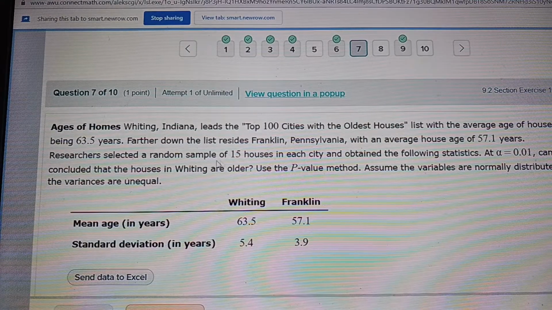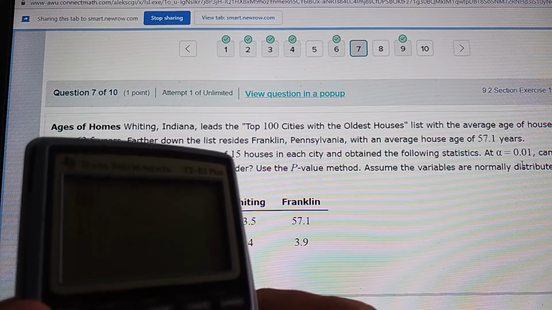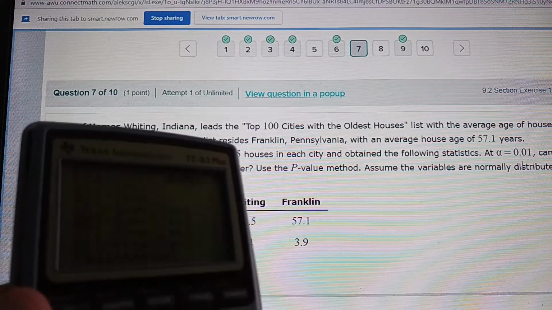So each sample is 15. N1 and N2 are both 15. X bar 1 is this first mean. X bar 2 is the second mean. S1 is the first standard deviation. S2 is the second standard deviation. And we're given an alpha of 0.01. So I'm going to go to stat tests number 4.